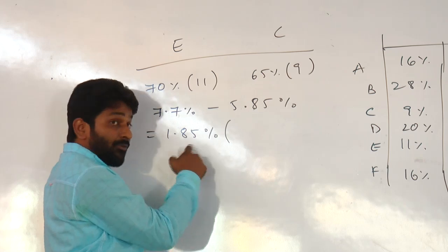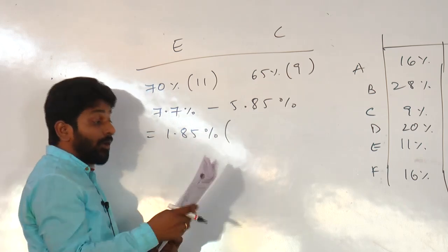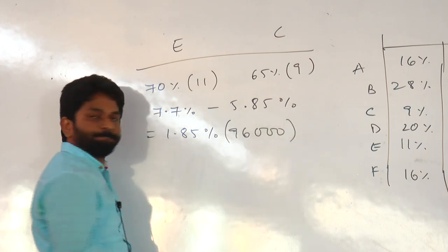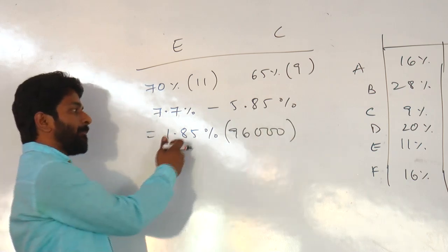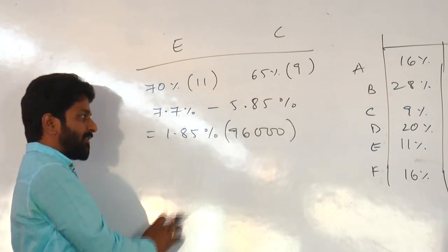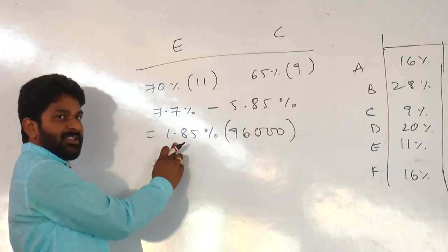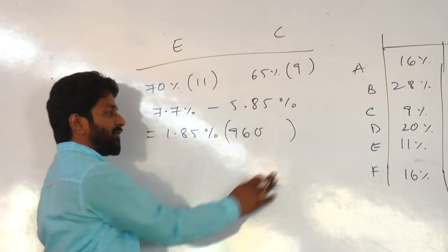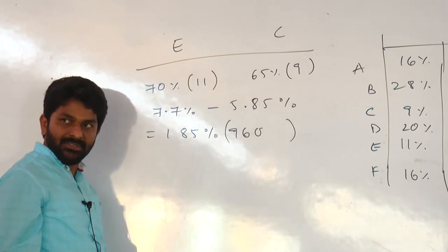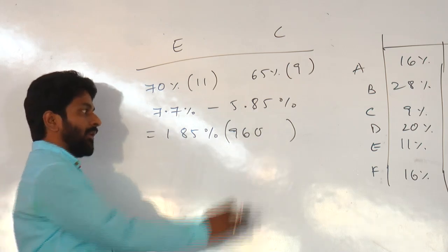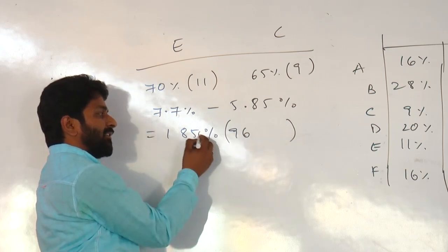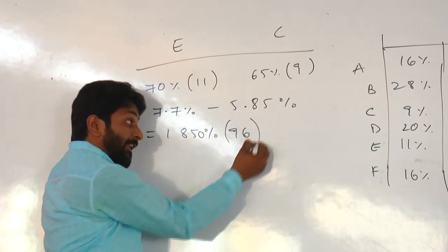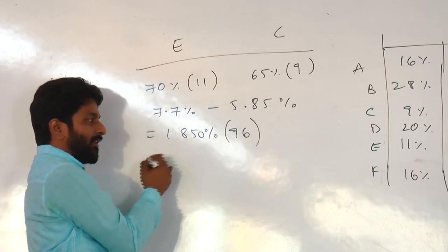I need to calculate 1.85% of what? Total number of people, that will be 96,000. A percent of B or B percent of A, one and the same. I have 2 digits after decimal. I don't want to have decimal here. Take 2 zeros here, it becomes 185%. Take 0 here, that will be 1850% of 96 or 96% of 1850.